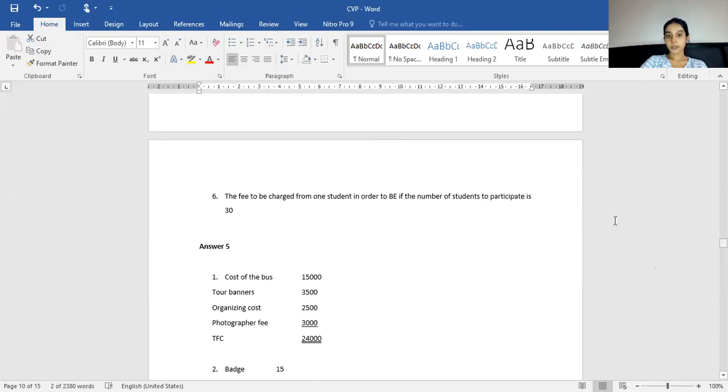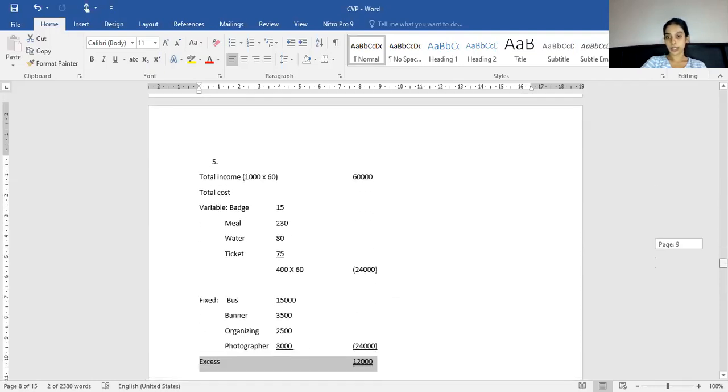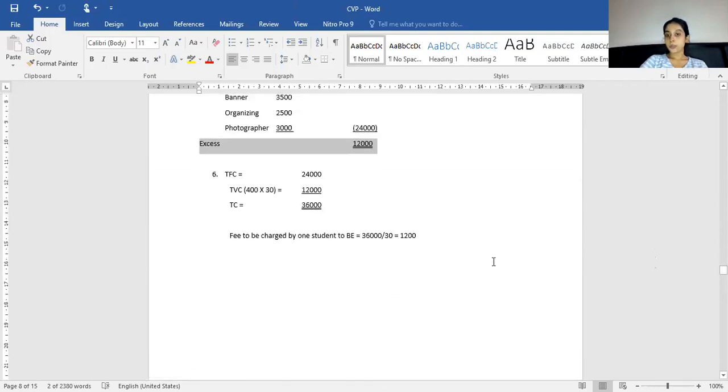And then the fee to be charged from one student in order to break even if the number of students to participate is 30. So a fee to be charged to break even if the number of participants is 30. How do we calculate that? So the fee to be charged to reach the break-even point. So what is the fee to be charged to cover all the costs of this activity?